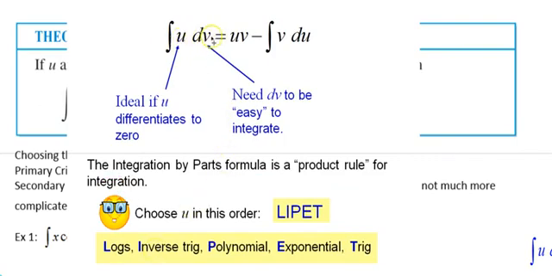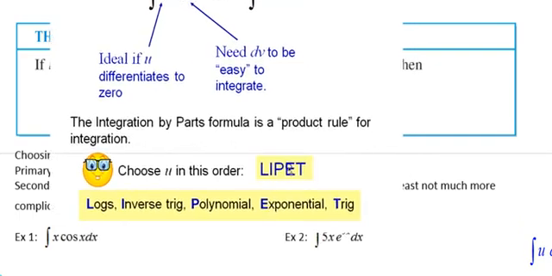The integral of u dv is equal to uv minus the integral of v du. That's the formula. Ideally, u differentiates to 0. The choice of u should be easily reducible to 0, and dv is easy to integrate. So let's write it down. What does LIPET stand for?